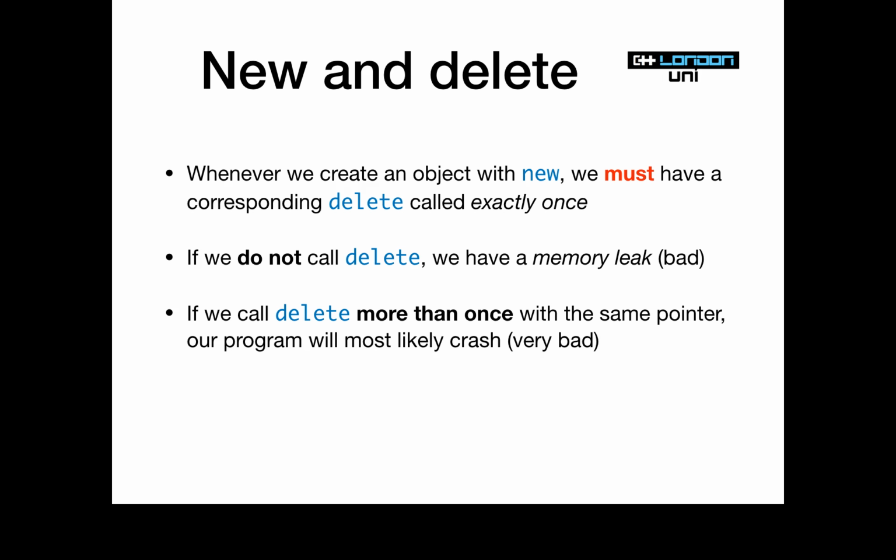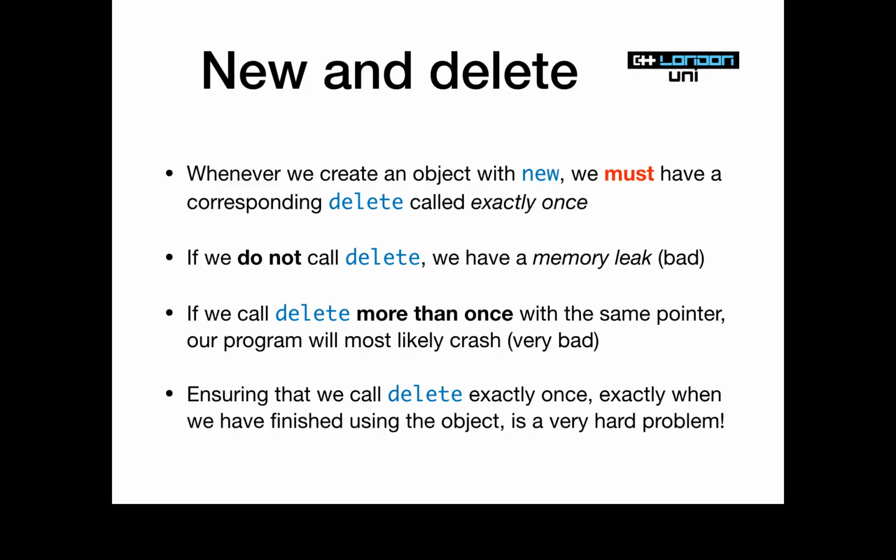So if you're lucky, this will crash your program. If you're unlucky, it will appear to work, and you've probably got a security bug in your program, and oh, it's nightmares. Right. Ensuring that delete is called exactly once, exactly when we finished using the object, exactly at the right time. So we're not hanging on to it for too long and wasting memory. And we're not calling delete twice. And but we are calling it at least once.